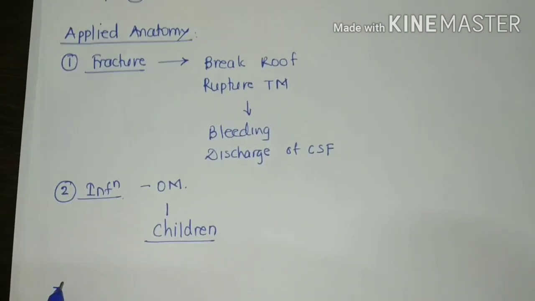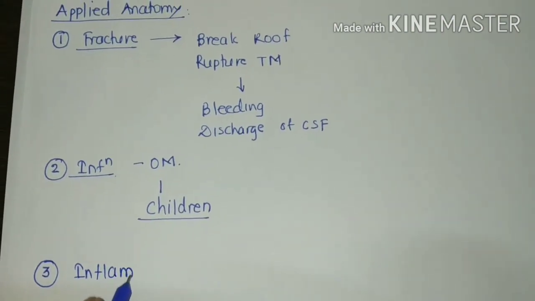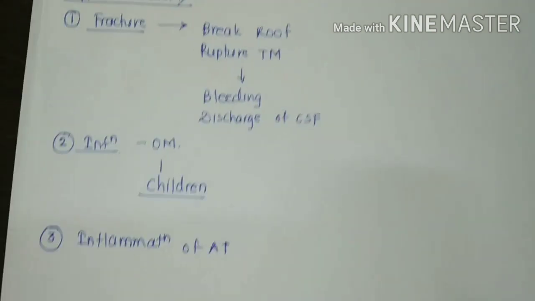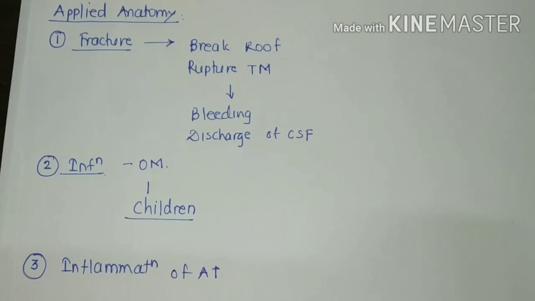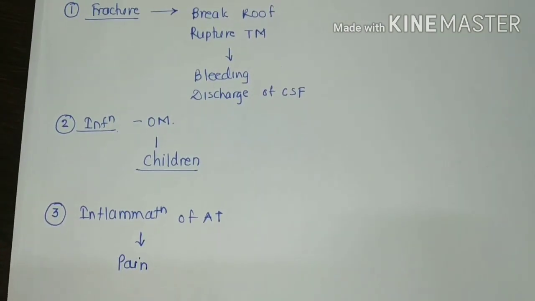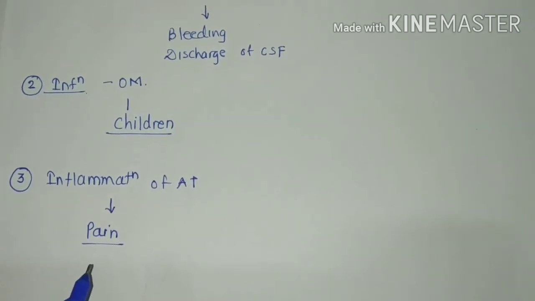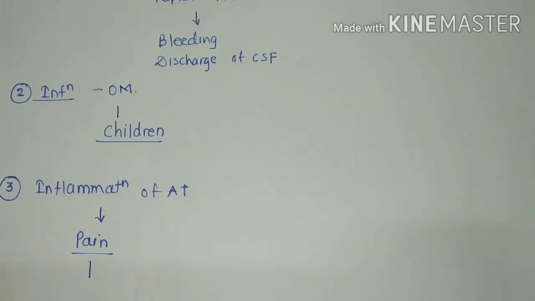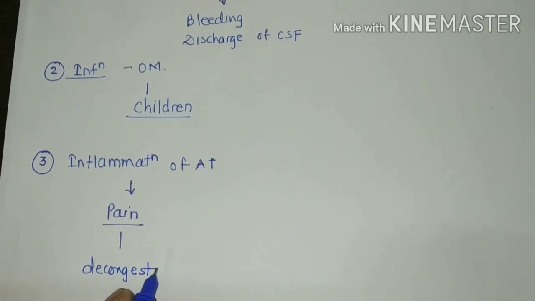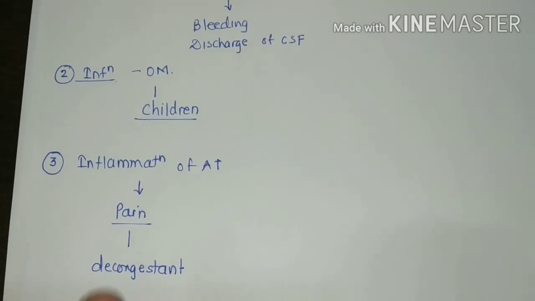Now coming to the third point, that is the inflammation of the auditory tube. Inflammation of the auditory tube may result from the common cold, and if it occurs, it causes pain in the ear which is aggravated by swallowing due to blockage of the tube, and this pain can be relieved by decongestant drops in the nose. Clear? So this is inflammation of the auditory tube.